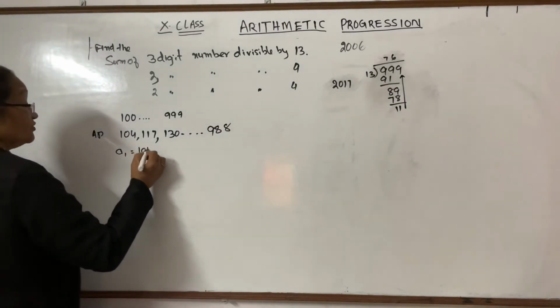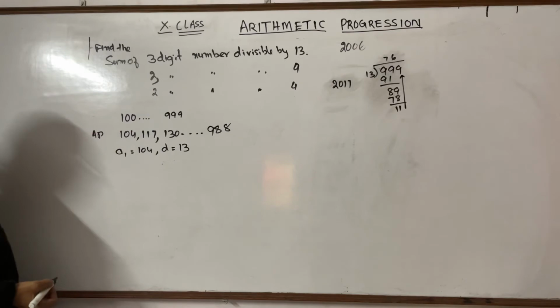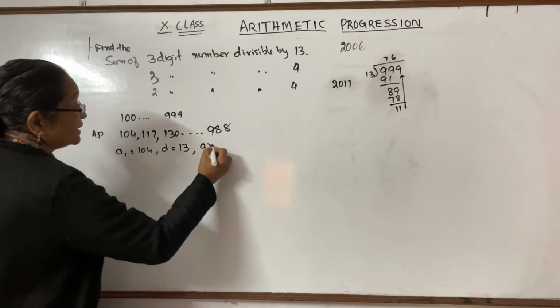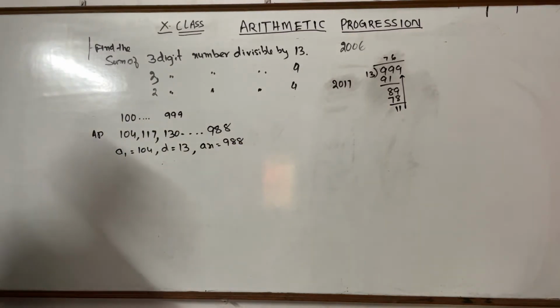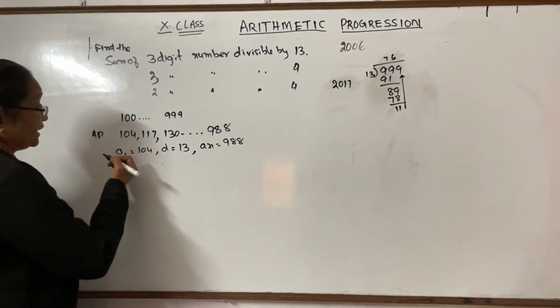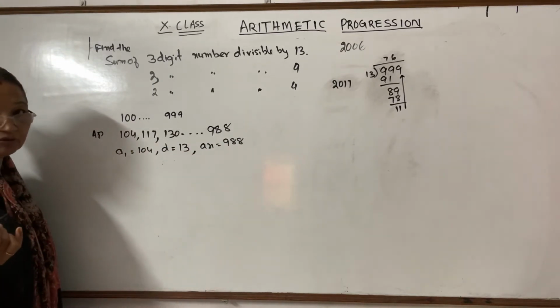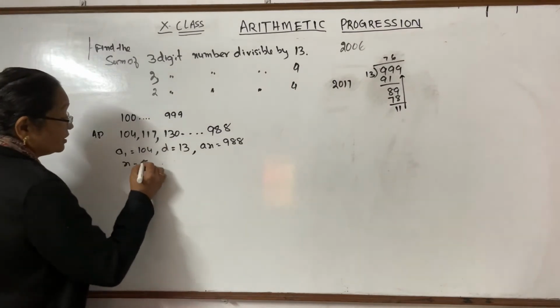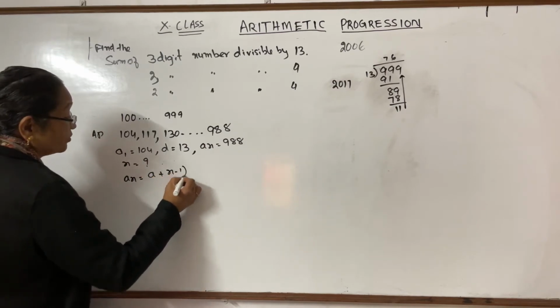Okay. So what is our a1? a1 is 104. What is our d? d is 13, because it is divisible by 13, he says. That's why d is 13. What is our nth term? The nth term is 988. So what do we have to find out? We have to find how many terms there are, then the sum we can find. We know a, the first term, and the last term, and we know d, but we don't know n. So an equals a plus n minus 1 into d.